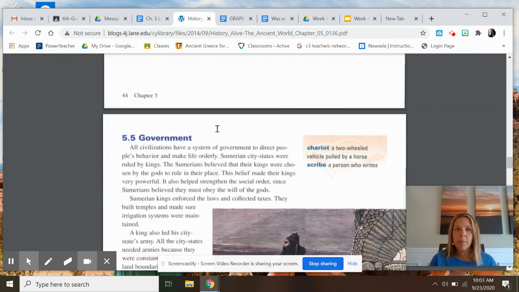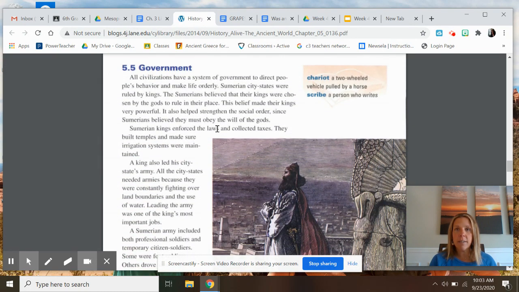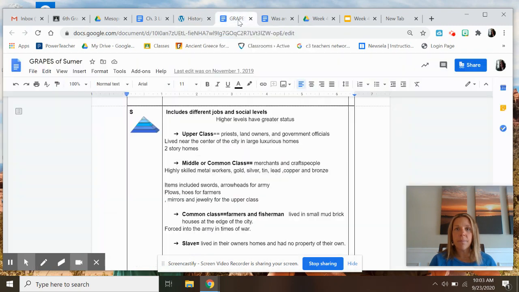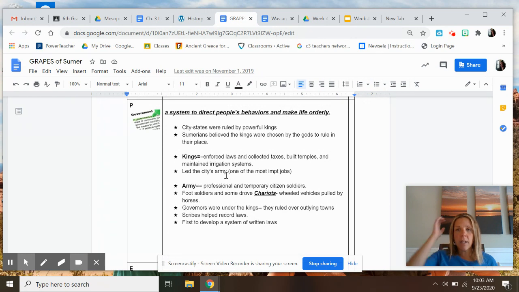The last piece that I'm going to go over for today is the government. And the government is under politics, or the political system. Politics or government is described as a system to direct people's behavior and make life orderly.